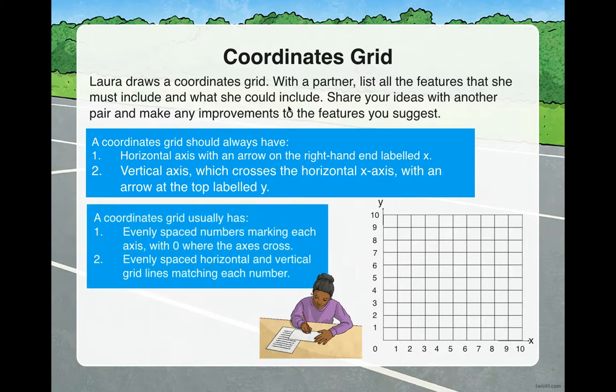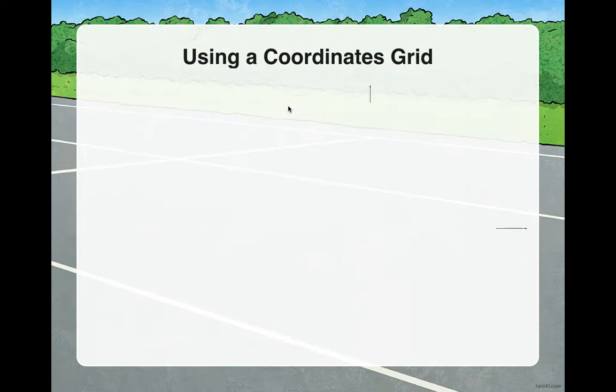A coordinates grid usually has evenly spaced numbers marking each axis with 0, and you can see that at the bottom left-hand corner, and the evenly spaced horizontal and vertical line grids matching each number. So you can see that the number is actually at the bottom of the line. It's not in the middle, it's at the bottom of that line.